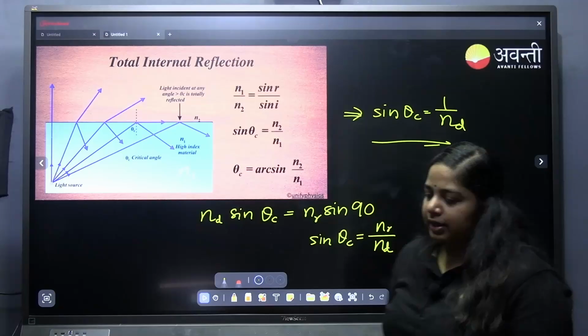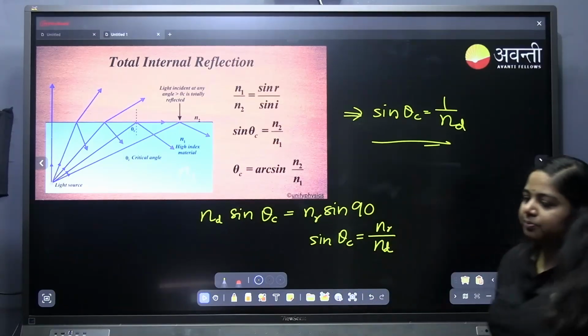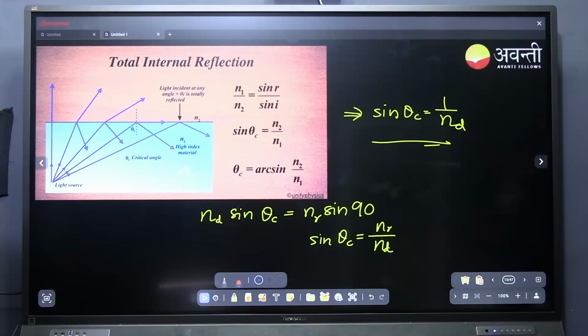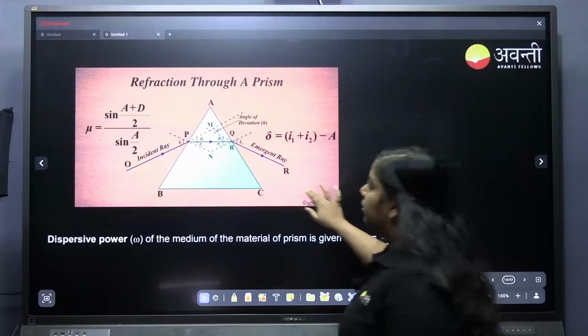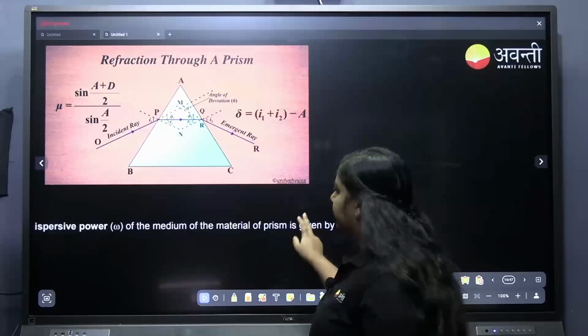Is there any doubt in this total internal reflection? Okay, then we can move to the next one. Next is refraction through prism. Okay, prism formulas we need to learn.